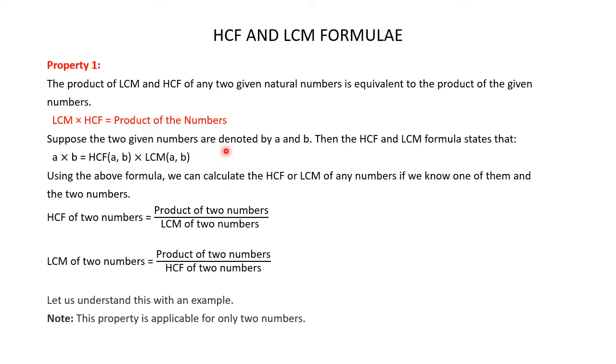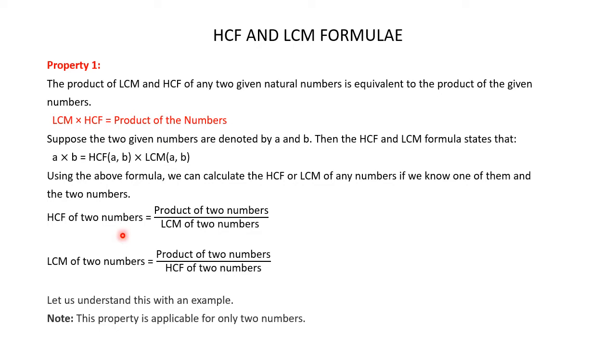Supposing the two given numbers are A and B, then the HCF and LCM formula states that A multiplied by B is equal to HCF of A and B multiplied by LCM of A and B. Now, using this formula, we can calculate HCF or LCM of any two numbers if we know the two numbers and if we know either the HCF or the LCM. This means that if we know the two numbers and the LCM of the two numbers, then we can find the HCF of the two numbers.